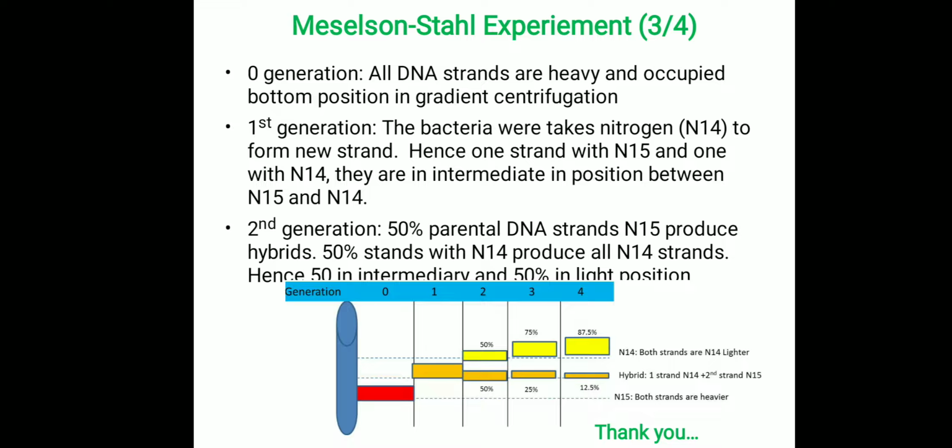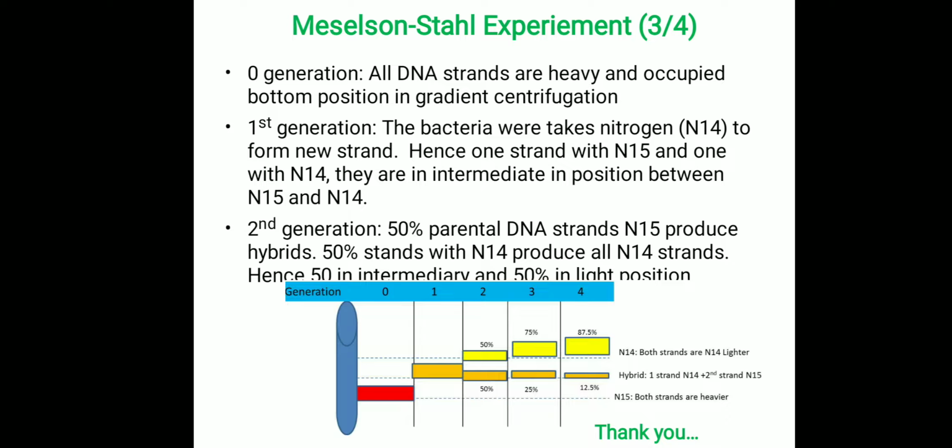Next, they transfer the E. coli to normal medium in which N14 will be the source for the daughter DNA strands to be replicated. So originally all the parents have 100% N15 DNA. They form two single strands and the newly synthesized single strands are N14. The resultant daughter cells carry double stranded DNA in which one strand is N15 and another strand is N14. So the weight will be slightly lesser than generation 0, so it will be placed in a slightly higher position in generation 1.